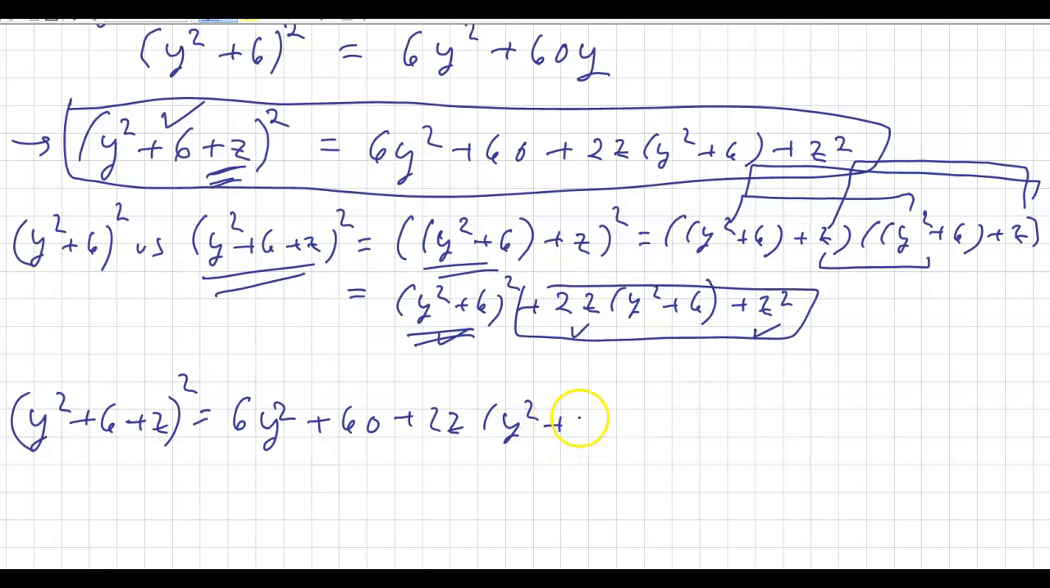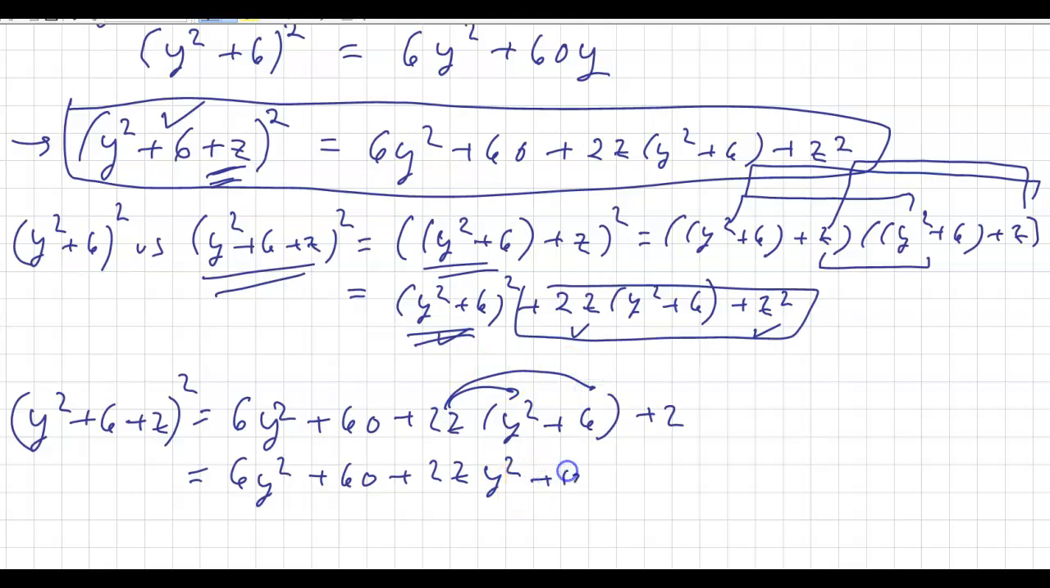This is the sort of the hardest part of this process, so I just want to take my time through this. If I simplify the right-hand side and distribute this 2z through, I get 2zy squared plus 12z plus z squared. And now I just want you to notice that there's a y squared here and a y squared there, so I can combine those.